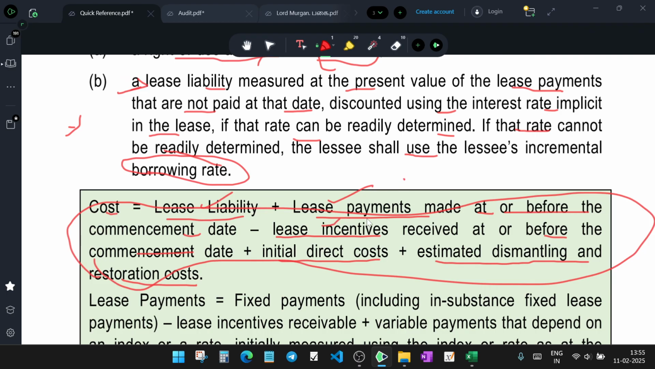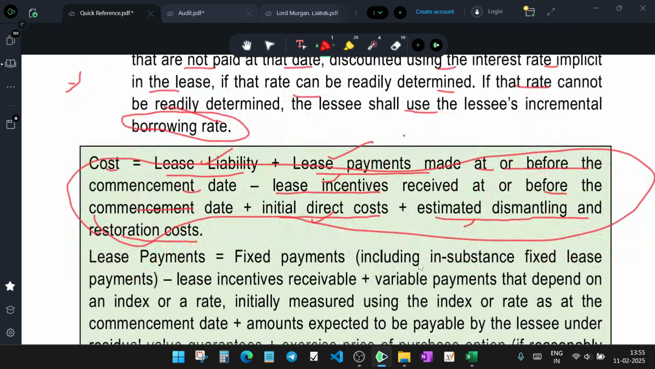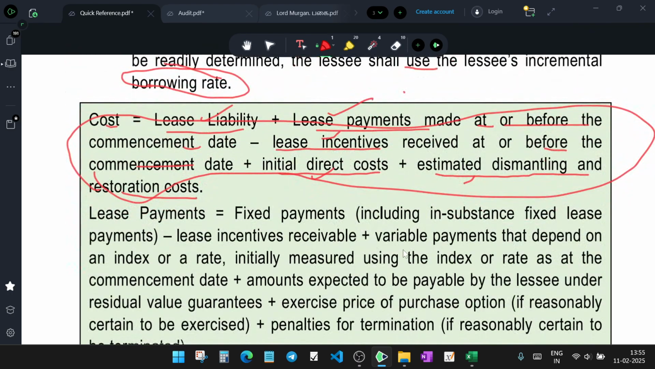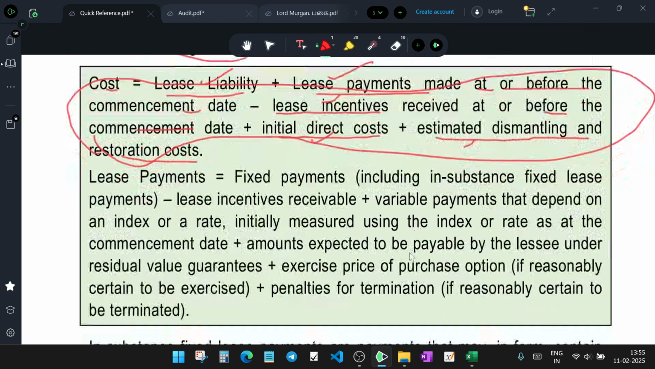A lease incentive: for getting the lease, you will get a benefit. That is an initial direct cost. To get this lease, some cost will be there. Transportation and fuel also need to be added. Estimated dismantling: after completion, dismantling and restoration may happen at some time. That is also included in the cost when calculating the present value of the lease.